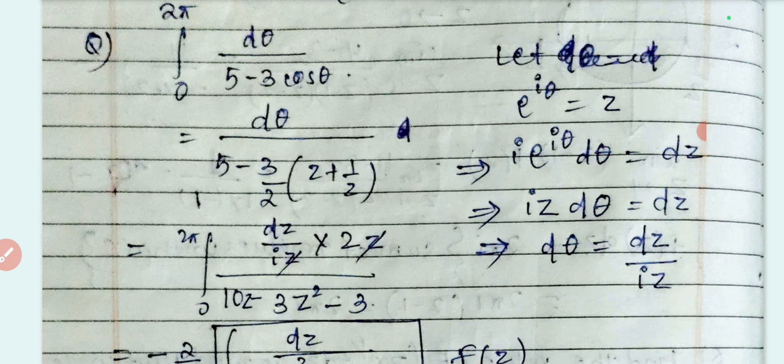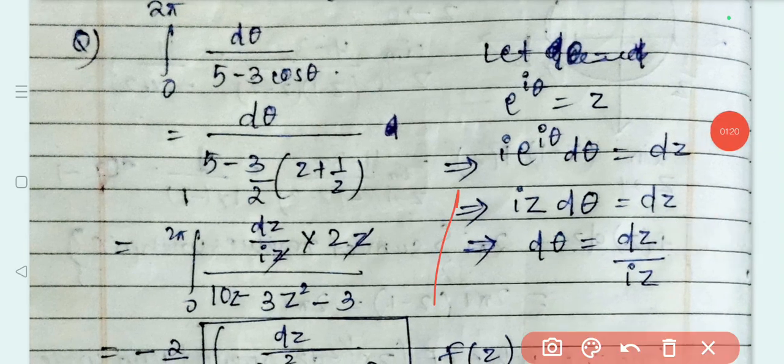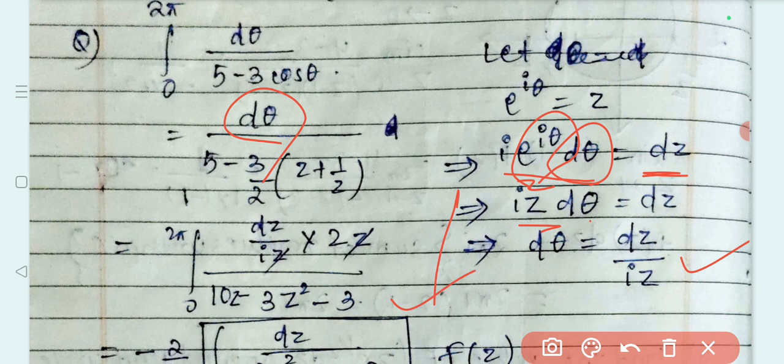Take the derivative of e to the power i theta and the derivative of z, that will be i e to the power i theta d theta equal to dz. So d theta will be, since e to the power i theta is z, dz by iz. Put dz by iz in place of d theta. Then simplify the equation.